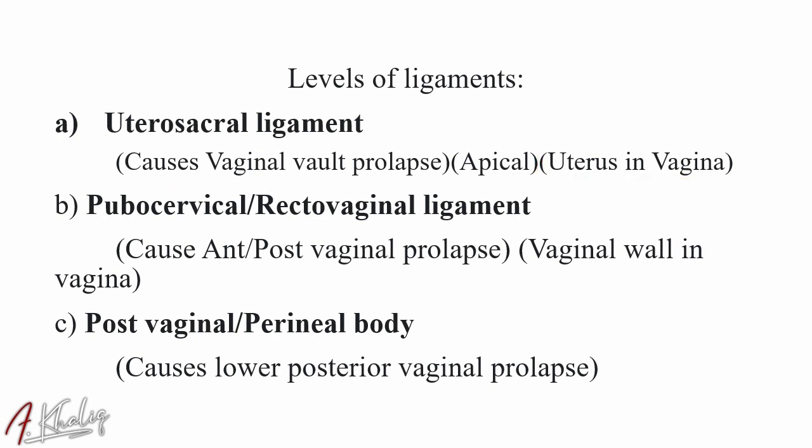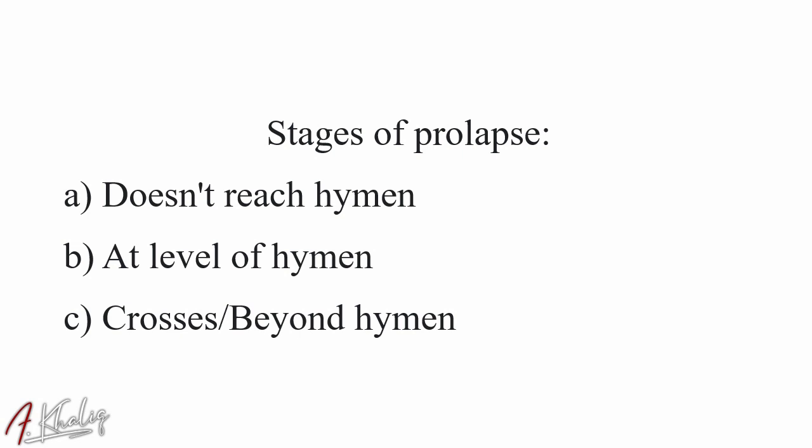The second level is the pubocervical, or you can say the rectovaginal ligament, and this is going to cause anterior or posterior vaginal prolapse. And in this, the vaginal wall is going to prolapse into the vagina. The third level of ligament is the posterior vaginal or the perineal body, and this is going to cause the lower posterior vaginal prolapse. If you talk about the stages of prolapse, at first stage, the prolapse doesn't reach the hymen. At second stage, it reaches the hymen. And at third stage, it crosses and goes beyond the hymen.